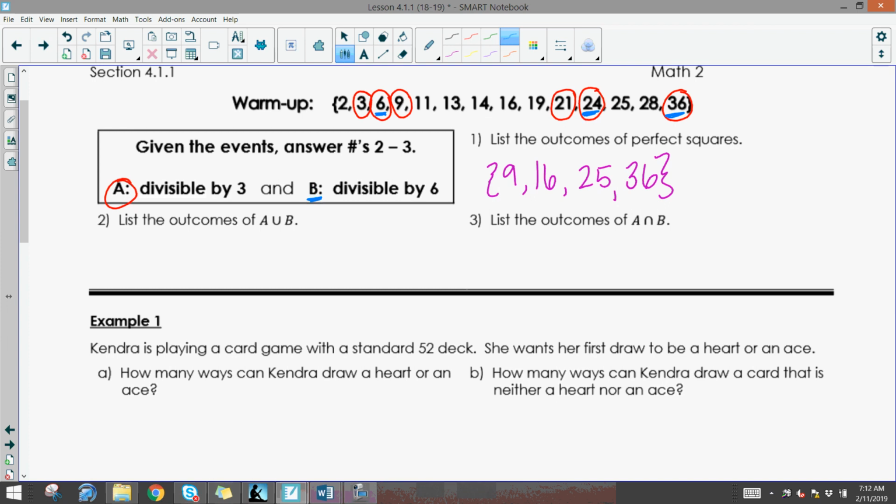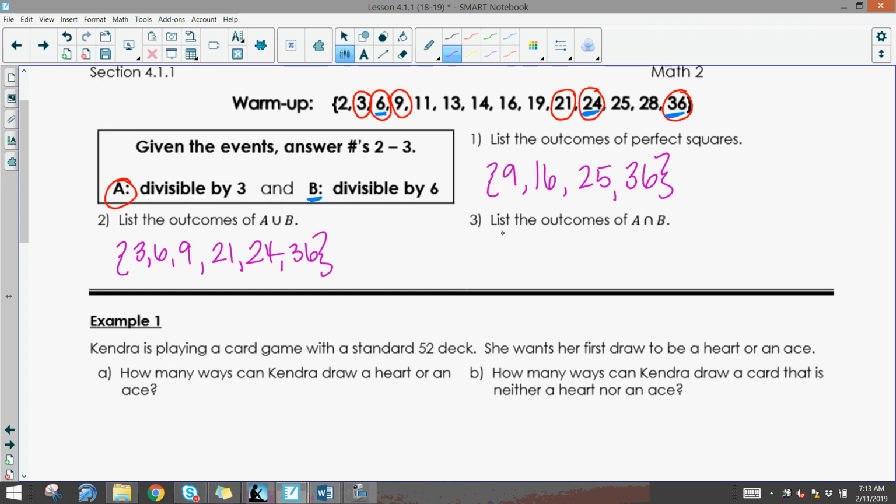All right. So here, this says list the outcomes of A or B. Okay, so if we have A or B, that means anything that has a red circle or a blue underline. So that would mean I am looking at 3, 6, 9, 21, 24, and 36. That's a weird 24, but you get it.